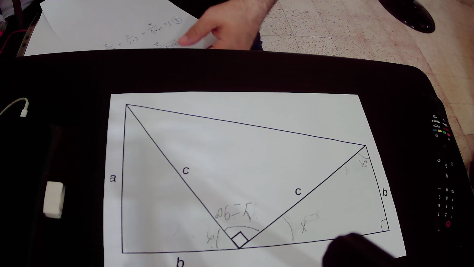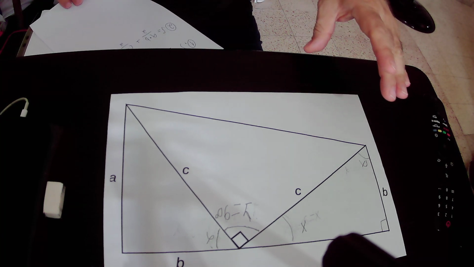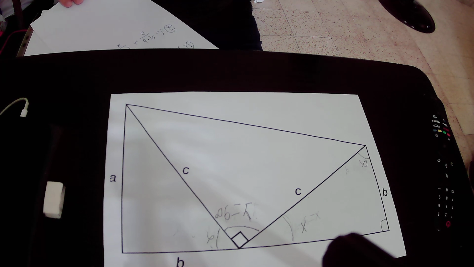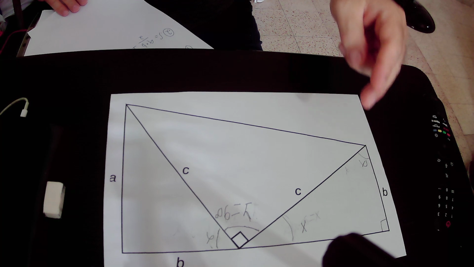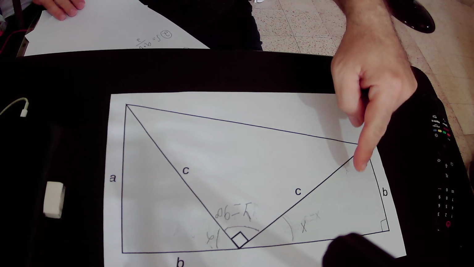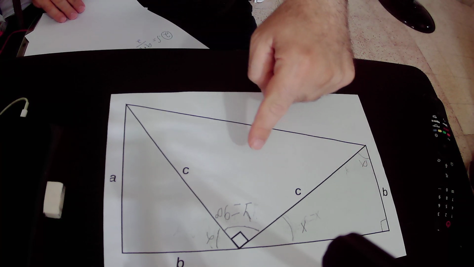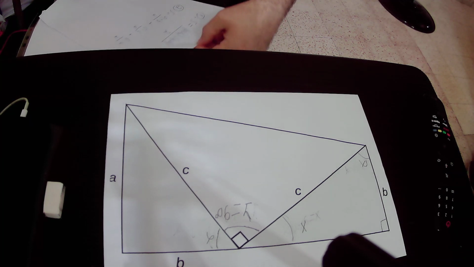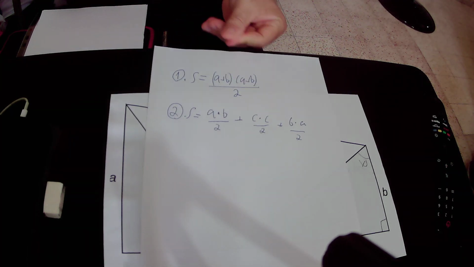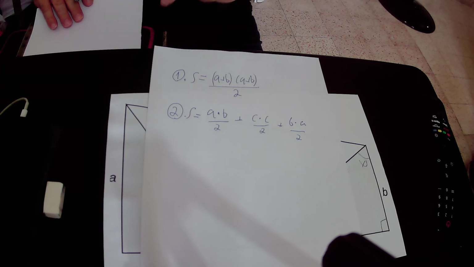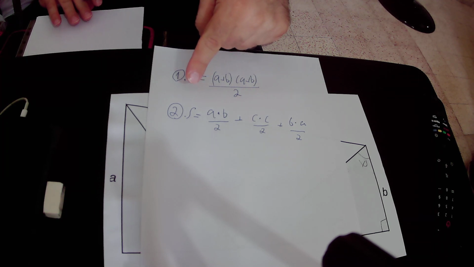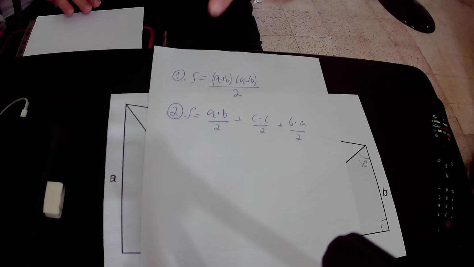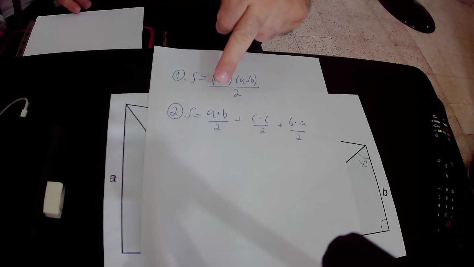So in total, the area of this trapeze is the sum of the areas of the 3 triangles. The area of this triangle plus the area of this triangle and the area of this triangle. So in total we can say that the area of the trapeze, when we calculated it in the second way, is the sum of the area of the 3 triangles.